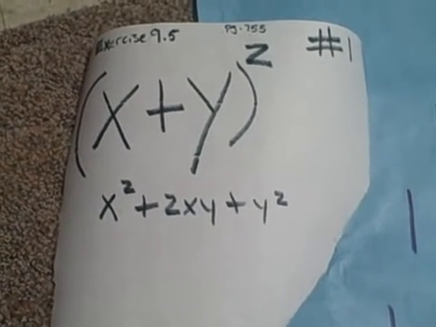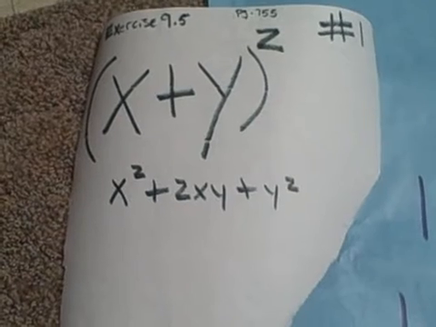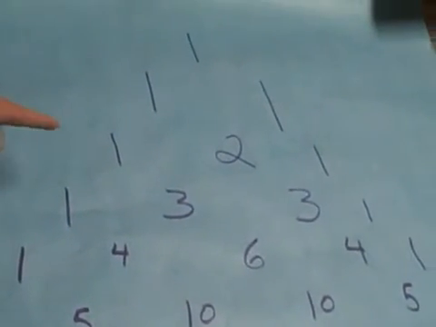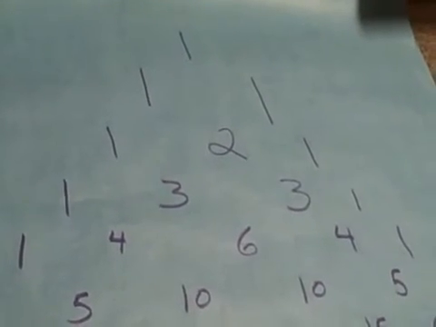It is similar to the problems in exercise 9.5. The problem is (x + y) squared. First, what you have to do is look at what the exponent is. You see the exponent is 2, and that tells you to look at row 2 on Pascal's triangle, which will tell you which coefficients to use. The second row on Pascal's triangle tells you to use 1, 2, and 1.